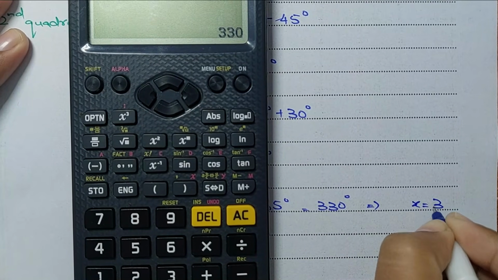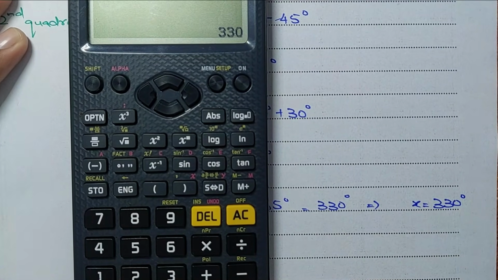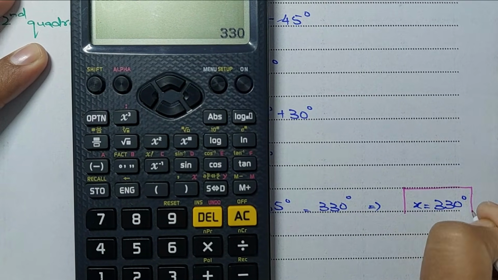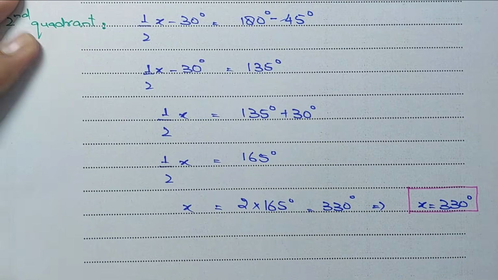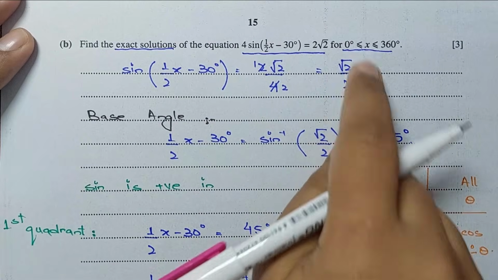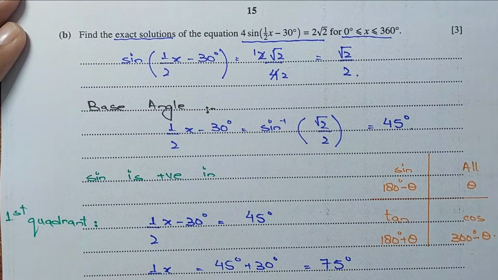So the x value is 330 degrees, right? So these are the two solutions which are between 0 and 360 degrees: 150 and 330. Both 330 and 150 are in the range of 0 to 360.